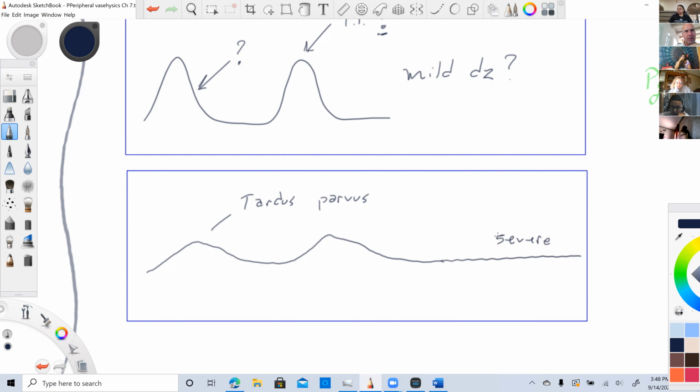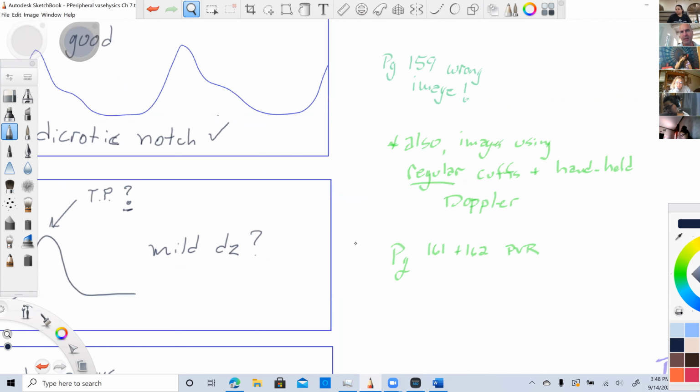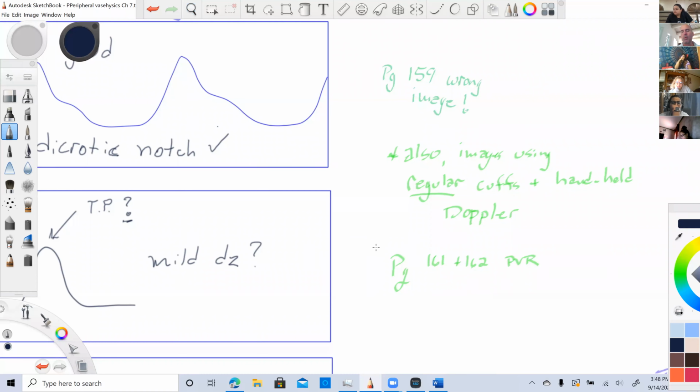Okay. I have some notes here to remind me. A couple of things. Page 159, just be aware that the image is wrong. I think it's fairly obvious. It's talking about lower extremity and shows an upper extremity. Just keep that in mind if you're looking at that. Also, these images here, let me just hold it up, guys. You can see both of these are upper extremities. They're both arms, and the second one talks about a leg.